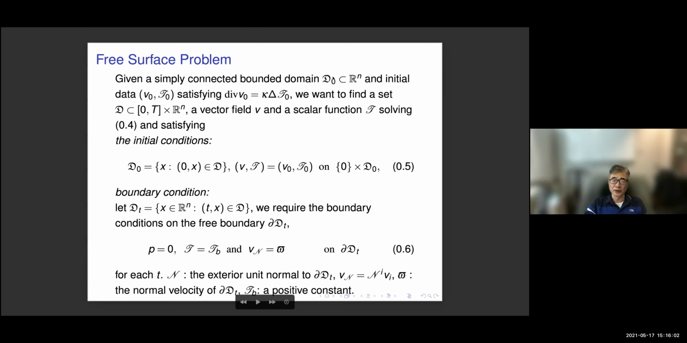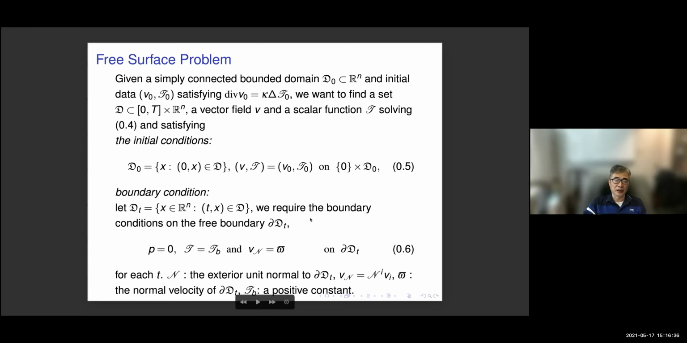This is the initial domain D0, and on this initial domain we give initial data. Initial data is the fluid velocity and temperature, of course satisfying this compatibility condition. So we want to find this space-time domain D, and also the vector field V and the scalar temperature T, solving the equations and satisfying the initial condition and the boundary condition.